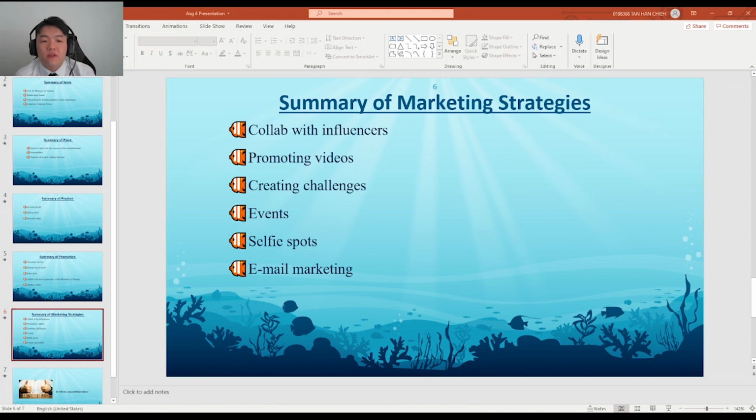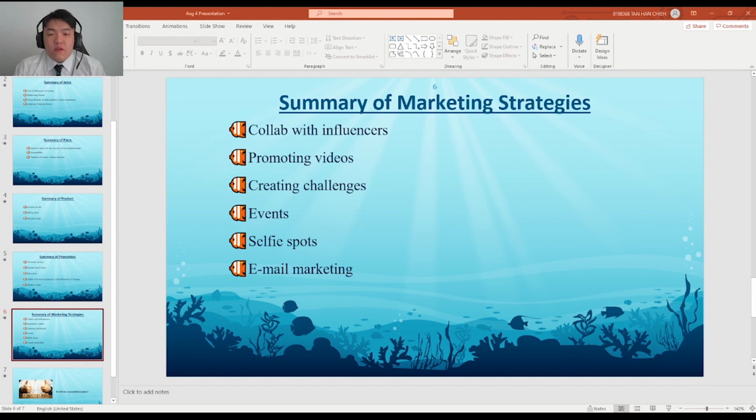prize. So we will also be hosting events, and the visitors will have a chance to gain new knowledge about sea creatures, and they also stand the chance to win prizes such as Nintendo Switch and iPhone 11 Pro.